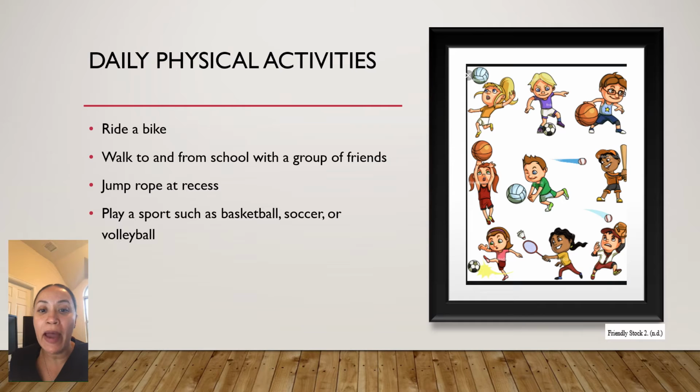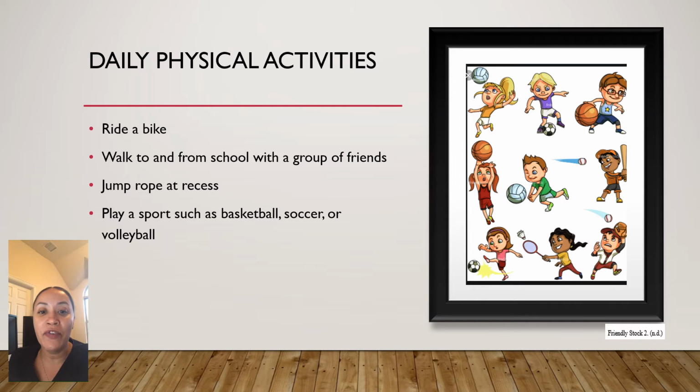We spoke about maintaining a healthy diet so that our BMI can stay within normal range. The other thing we can do to make sure that we keep a normal range on our BMI is daily physical activities. And these activities can include riding a bike, walking to and from school with a group of friends, jump roping at recess, or playing a sport such as basketball, soccer, or volleyball.